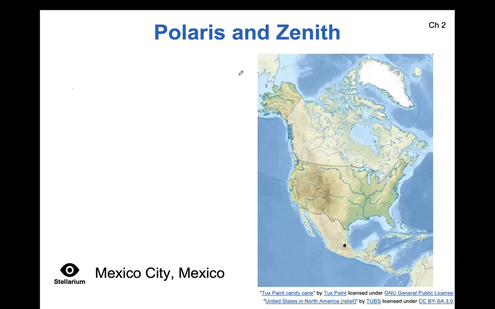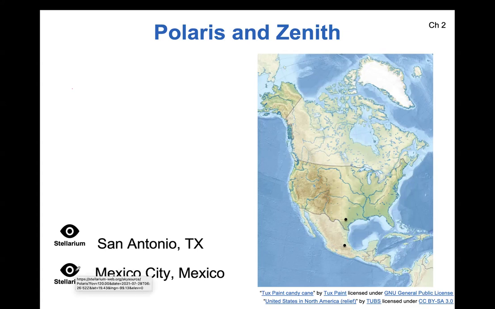So, Polaris and the zenith, looking at different points. These links take us to Stellarium. So if we wanted to look at what the night sky looks like at these different points, I'll go ahead and do one for us.